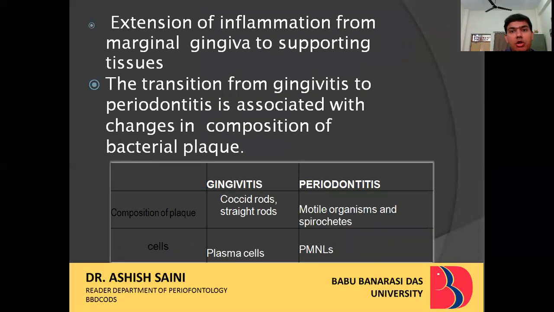Now, there can be extension of inflammation from marginal gingiva to supporting tissues. The transition from gingivitis to periodontitis is associated with changes in the composition of bacterial plaque. In gingivitis, we usually have coccoid rods and straight rods, whereas in periodontitis, we have motile organisms and spirochetes. As far as cells are concerned, in gingivitis there is a predominance of plasma cells, and in periodontitis there is a predominance of polymorphonuclear leukocytes.